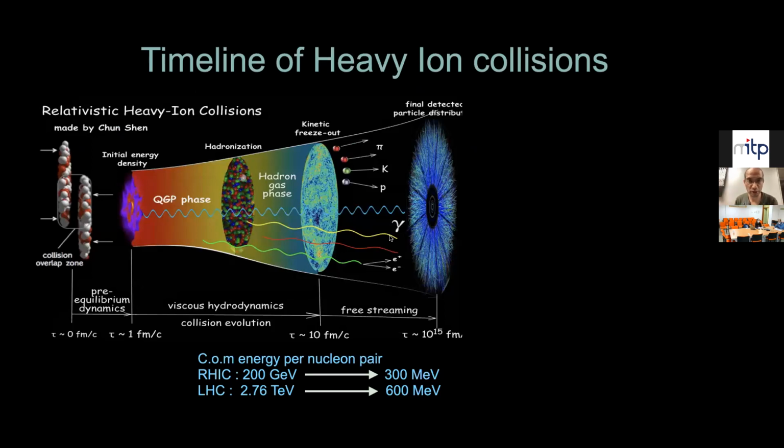So I won't spend too much time on this. Essentially what we're interested in is understanding the properties of the QGP phase, which, as you can see from this picture, exists for a very short period of time, of the order of 10 femtoseconds. After the QGP is created, it cools down and hadronizes, and I get a bunch of hadrons at the end of the day. Using those hadrons, I have to say something about the properties of the quark-gluon plasma medium.